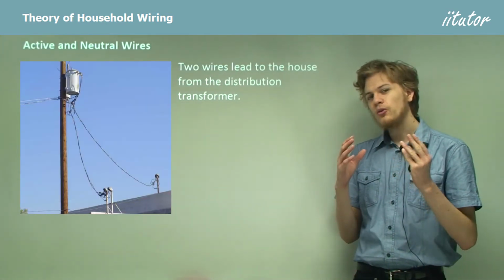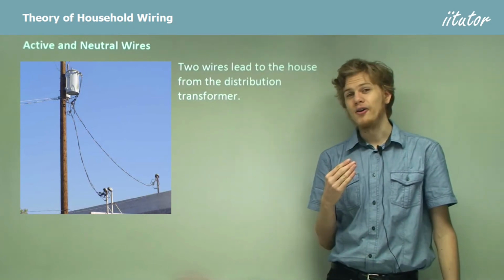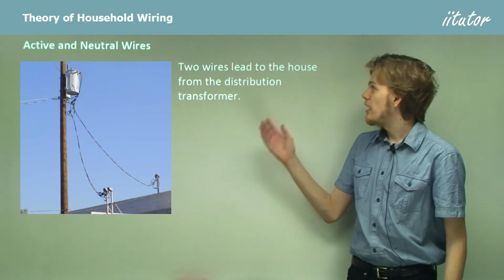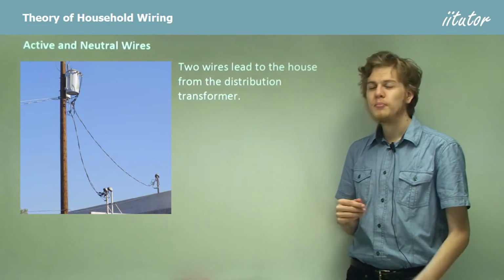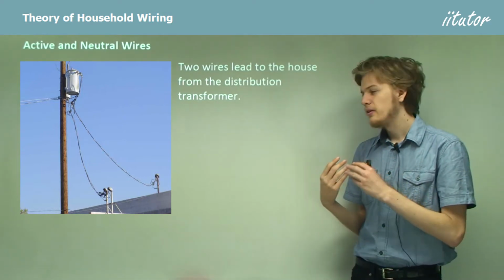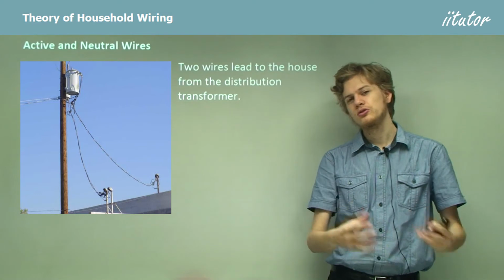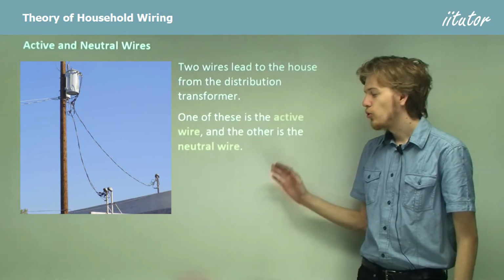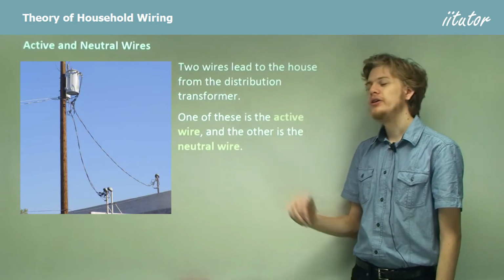Now, in order to complete an electrical circuit, we need current going in and current coming out. And for this reason, we have two wires leading to the house from the distribution transformer. Remember that the distribution transformer is the last part of the power transmission. It takes the power from the generator to our house. So one of the wires is called the active wire, and the other wire is called the neutral wire.